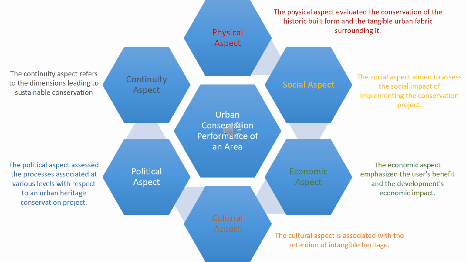The urban conservation performance of an area can be delineated under six major aspects, being the physical aspect, social, economic, cultural, political, and continuity aspect. The physical aspect is evaluating the conservation of the historic built form and the tangible urban fabric surrounding it. The social aspect is aimed to assess the social impact of implementing the conservation project. The economic aspect emphasizes the user's benefit and the development's economic impacts. The cultural aspect is associated with retention of intangible heritage. The political aspect is used for assessing the processes associated at various levels with respect to an urban heritage conservation project, and the continuity aspect refers to the dimensions that lead to sustainable conservation.